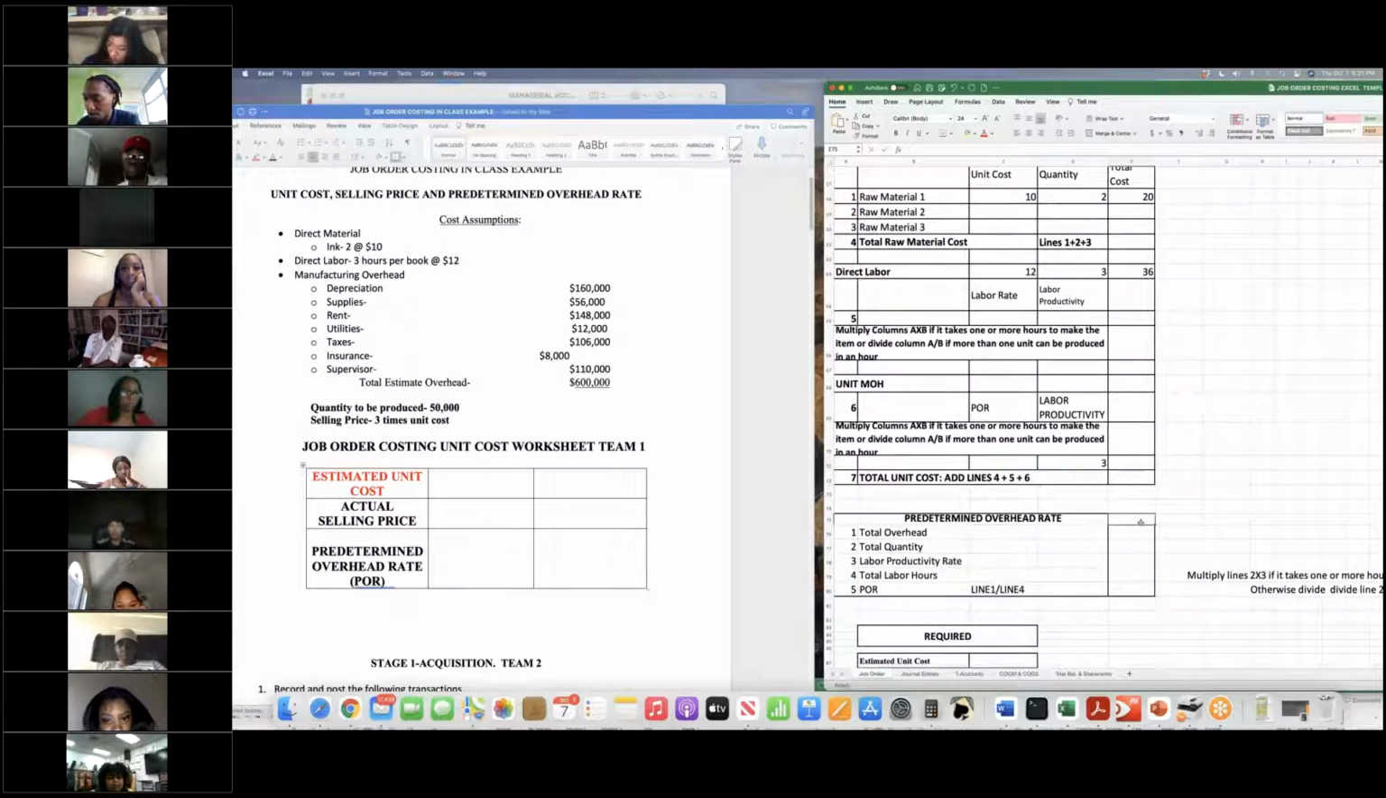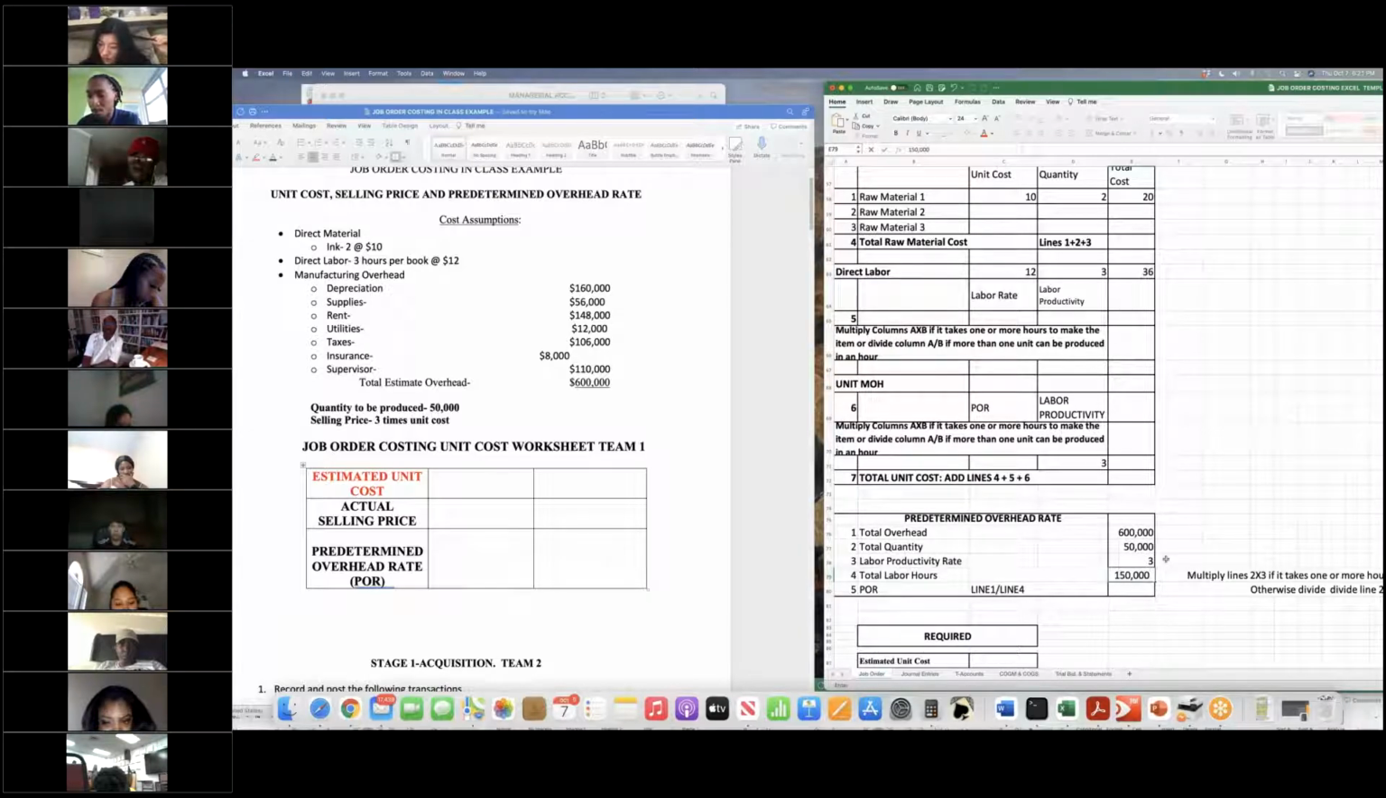Total overhead in this problem was what? 600,000, correct? Total quantity, 50,000. Labor productivity was 3. And so because it's taking 3 hours, this number was 150,000. And therefore, the POR is low.